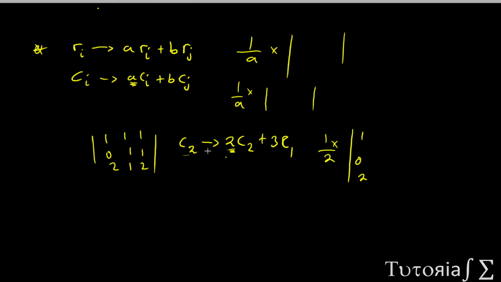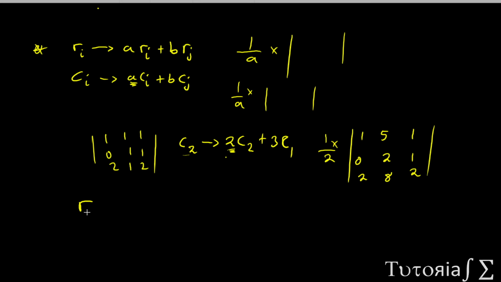Column 2 is the one that is changing. 2 times column 2, that will be 2, plus column 1, that will be 5. 2 times 1, that will be 2, plus 0, that will be 2. Then 2 times 1, that will be 2, plus 6, so 2 plus 6, that will be 8. Then column 3 remains the same: 1, 1, 2.